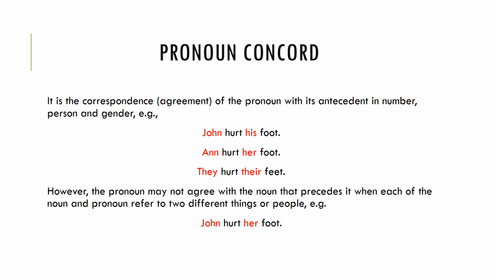For example, we say John hurt his foot. We know that John has hurt his own foot, not the foot of someone else. So the possessive pronoun that we use in the middle of the sentence refers back to John, the subject, and as you see, they agree in number, both singular, in person, both third person, and in gender, both masculine. When we change the sentence into a feminine one, we also have to change the pronoun. We say Anne hurt her foot.